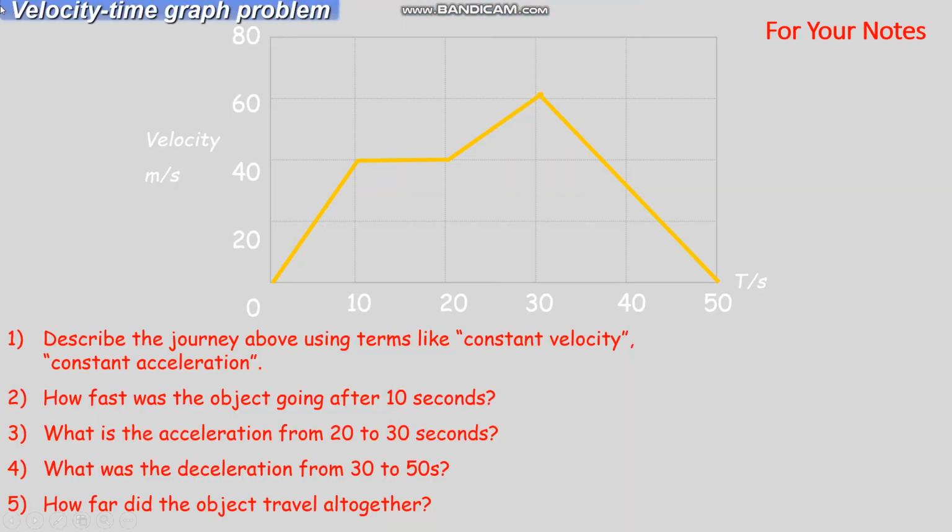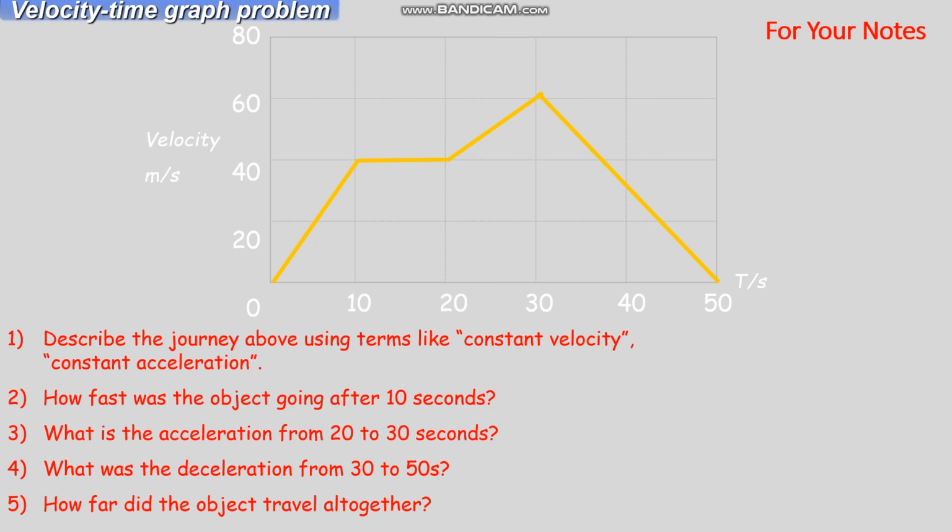This is for your notes. Can you put the title velocity time graph problem? Can you pause the video and answer the first 4 questions? Question 5 we'll work through together. Okay, so pause it, answer questions 1 to 4.